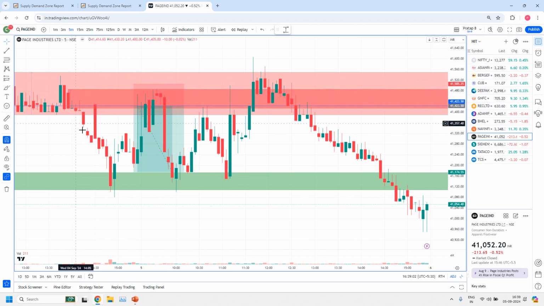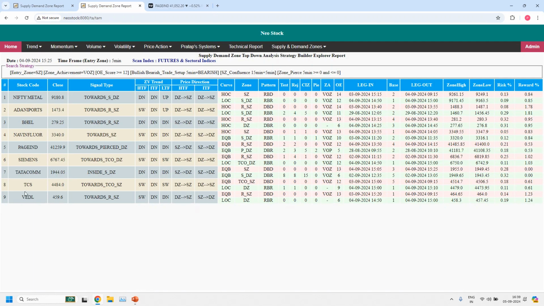You may ask a question: already this zone is tested, why are we taking the trade? Look into this price action, what kind of zone it is? It is a high liquidity zone. Earlier already 2 times it was tested, 2 times rejections also there. Still today we took the third trade because it is a high liquidity zone.